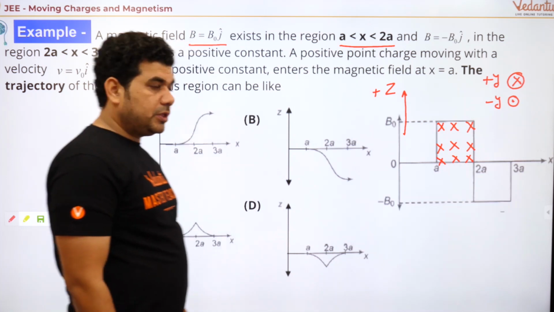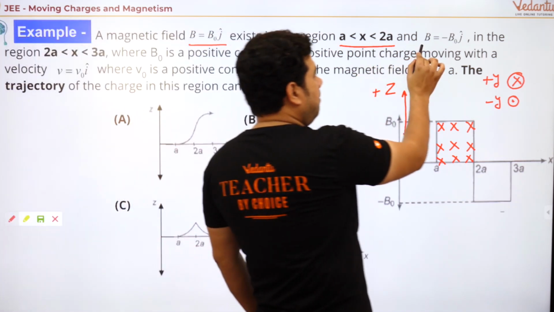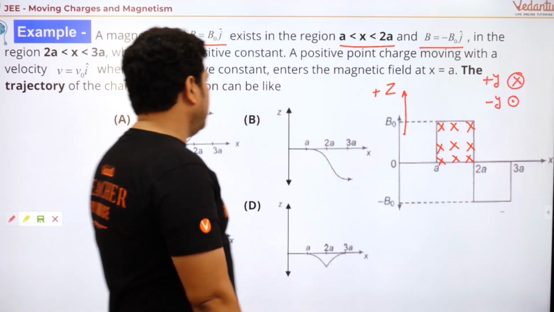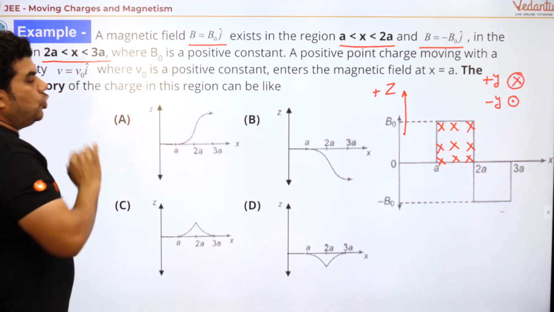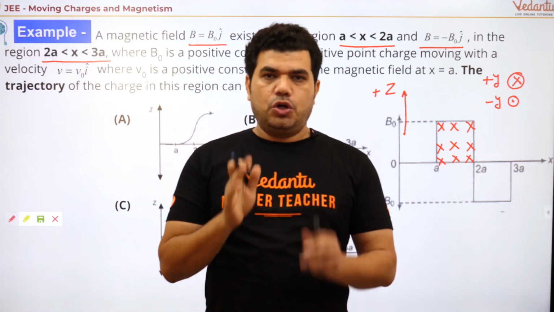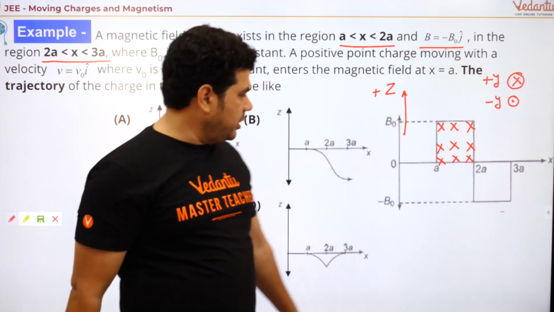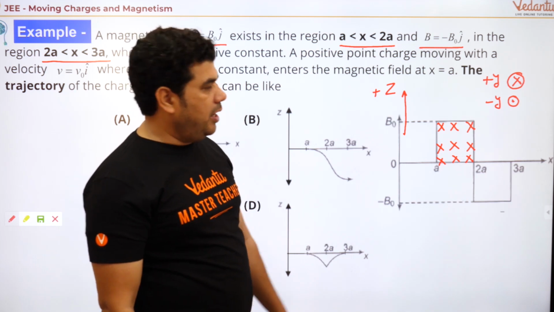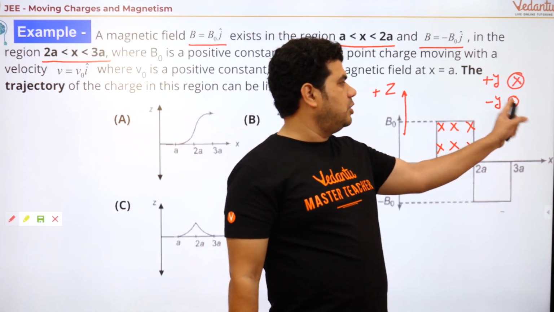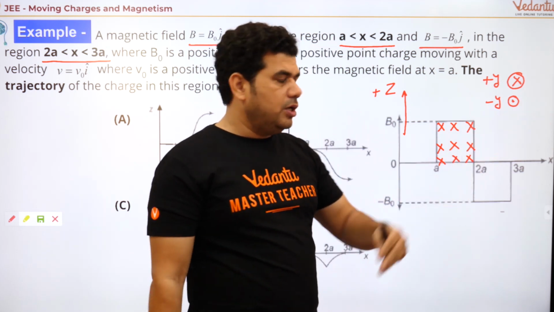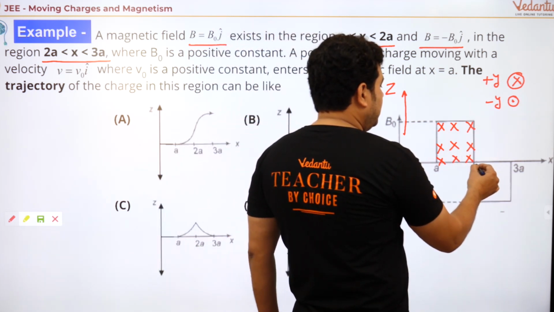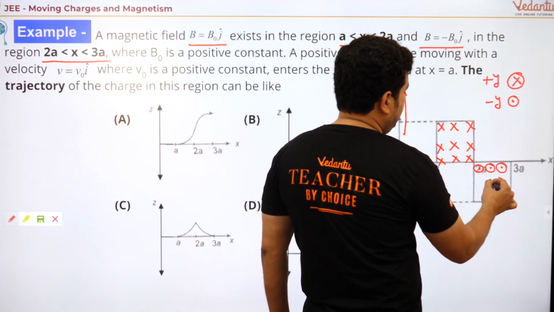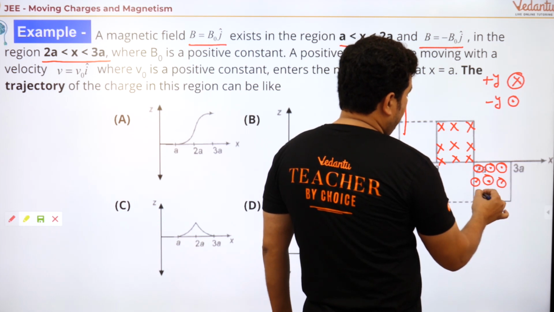In this region. Then after minus B naught J cap. And minus B naught J cap is where? Minus B naught J cap is in the region 2A to 3A. Means 2A से 3A तक का जो रीजन है, see here 2A to 3A, and यहां माइनस y एक्सिस डायरेक्शन है. So माइनस y एक्सिस डायरेक्शन इज शोन बाय द डॉट एंड विच इज आउटवर्ड. So the magnetic field is like this, means dotted form, right? This magnetic field outward.